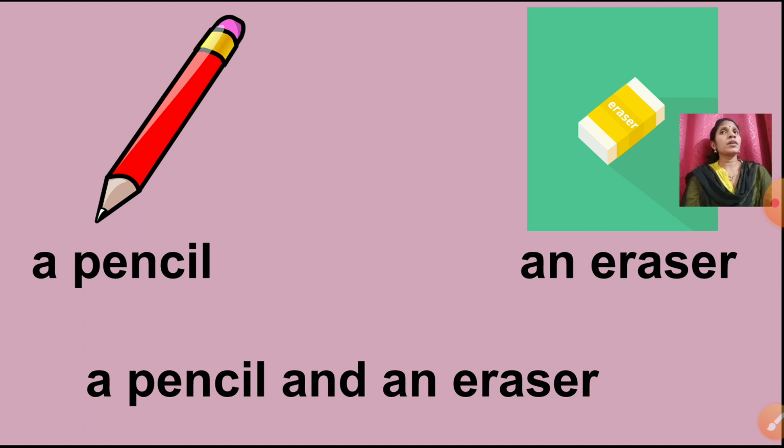Some more examples you can see. Cup and saucer. So always with cup, saucer goes. Cup and saucer. Table and chair. So these are the similar ideas. Now I'll show you the sentence. See here.